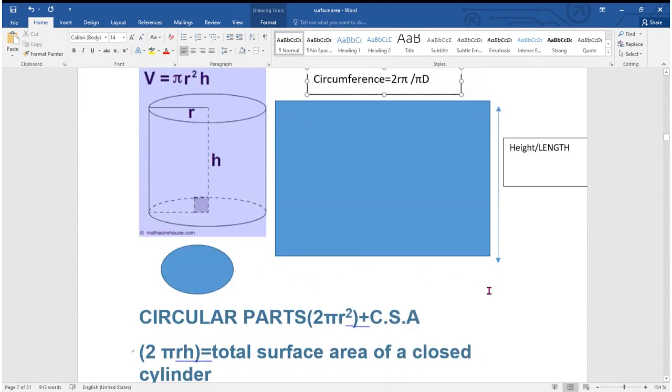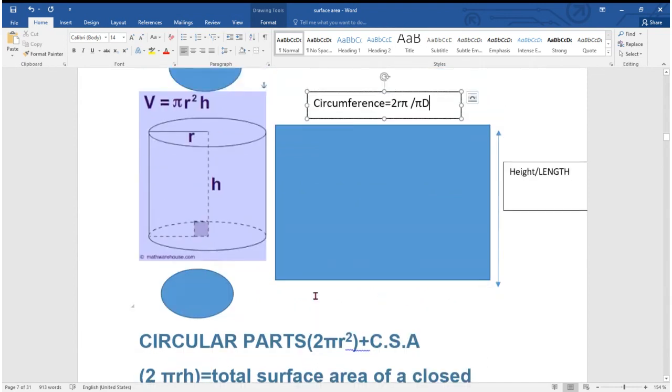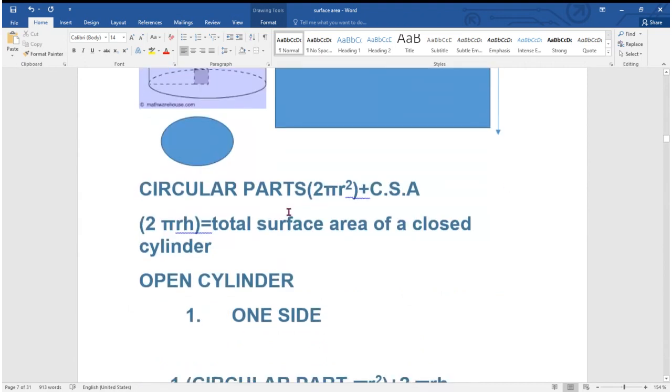Like the case of a water pipe, the water pipe is laid down, so this one now becomes the length. But a water tank is standing, so this one now becomes the height. So to find the surface area, we have two circular parts. How do you find the surface area of one circular part? Pi r squared. But now there are two, so it is 2 multiplied by pi multiplied by r squared.